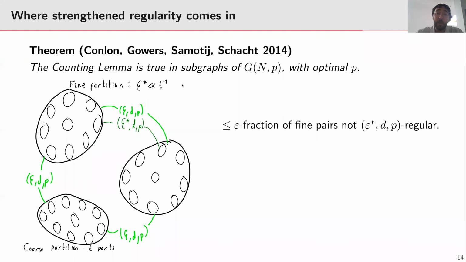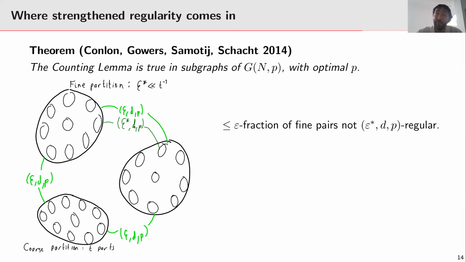Okay, there is no magic going on here, so the number of parts in the fine partition will be enormous compared to epsilon star. We just get the epsilon star, so the regularity of the fine partition is very good compared to the number of parts in the coarse partition. What is magic is that if we look at pairs of fine parts here, these go between 2 sets that are epsilon dp regular in the coarse partition. Most of these pairs of parts will turn out to be epsilon star dp regular in the fine partition. The point here is, yes, this d is the same both times.